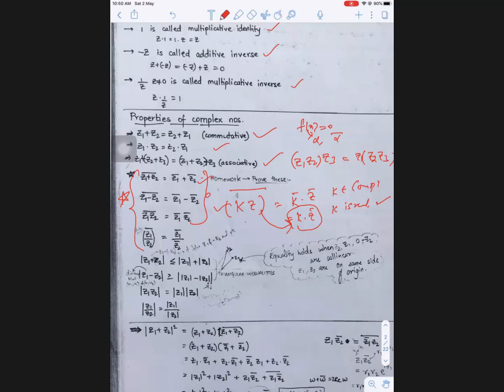First we'll assume alpha is a root, and we'll substitute it in that, like a naught plus a1 x plus a2 x square, and so on, up to an x power n.